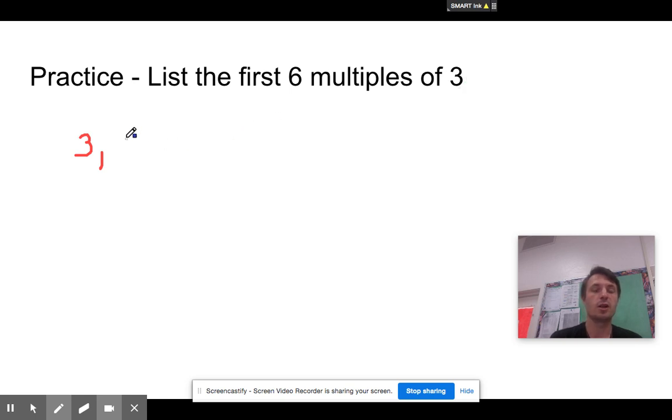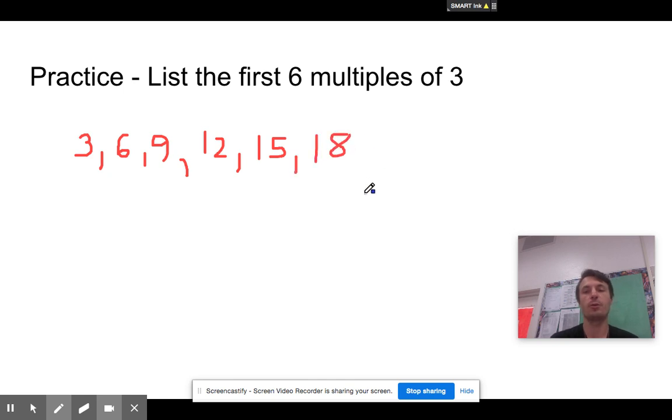So we start with 3, then we go to 6 because 3 times 1 is 3, 3 times 2 is 6, then 3 times 3 is 9. We're just counting by threes. Okay, 3 times 4 is 12. 3 times 5 is 15. And 3 times 6 is 18. And we've just listed the first 6 multiples of 3, and notice all we did was just count by threes. 3, 6, 9, 12, 15, 18. Every time we just went 3 more than the previous number, because when you're listing multiples, all you have to do is count by the number.